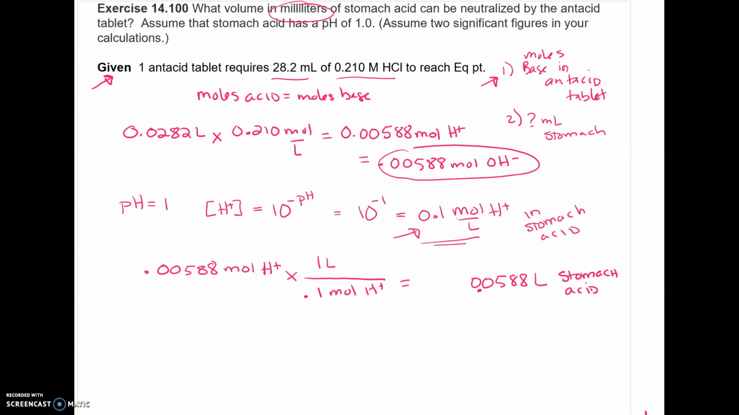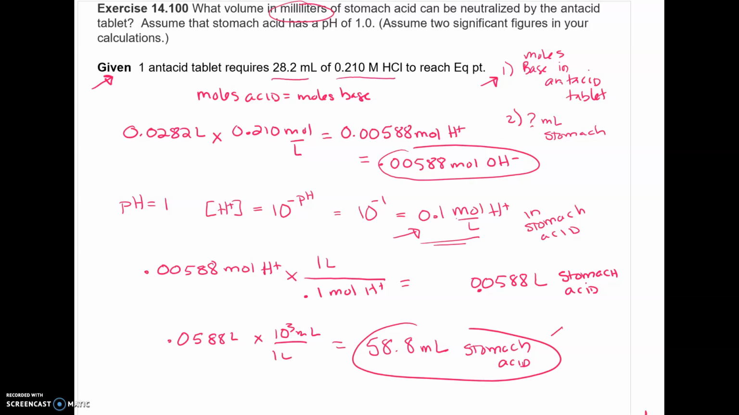Now, if I multiply my 0.0588 liters times 1 liter is 10 to the third milliliters, then I get 58.8 milliliters of stomach acid. And that is my answer.